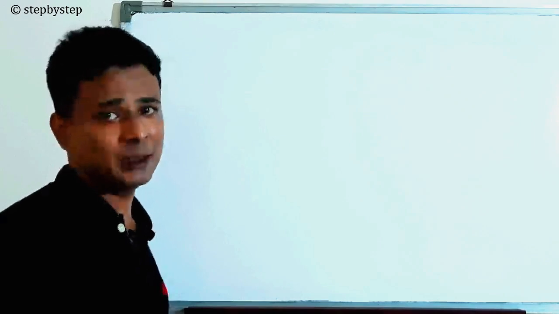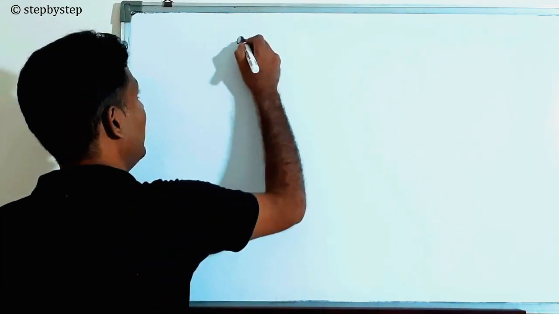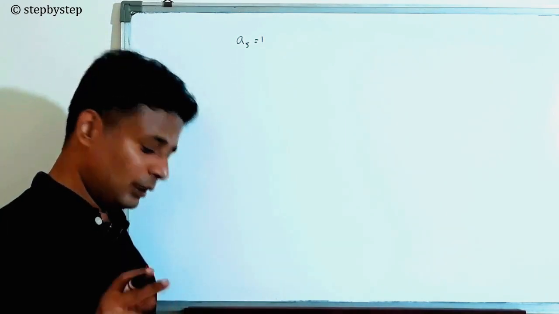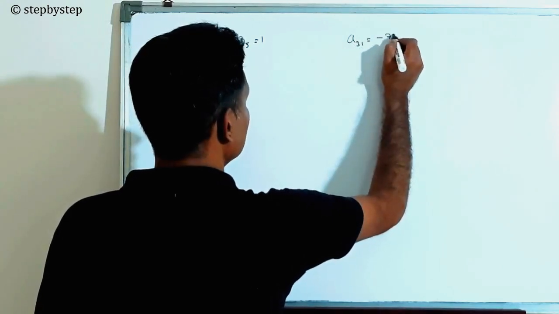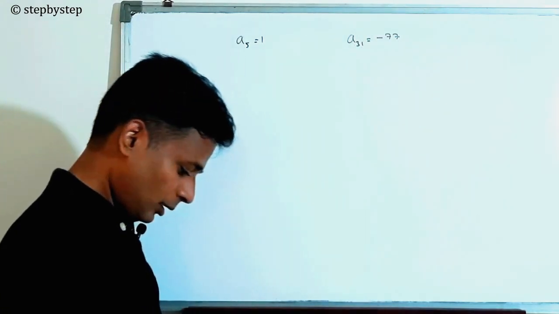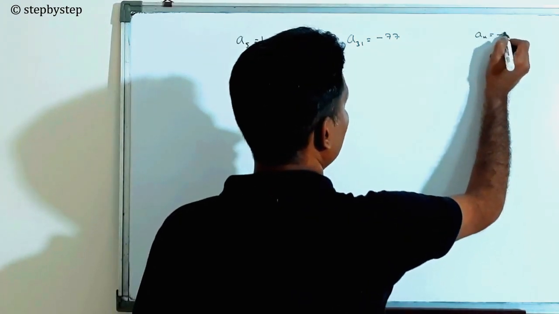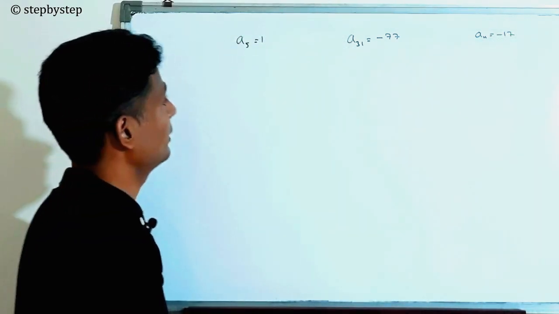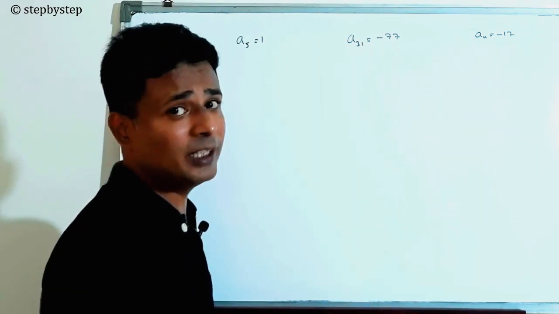Okay, now the seventh and the last problem from this test. The fifth term of an AP is 1. So a of 5 is 1. And its 31st term is minus 77. So a of 31 is minus 77. Which term of the AP is minus 17? Which term means what? We have to find the value of n, which term it is. So to find a and d, a and d we need to find.